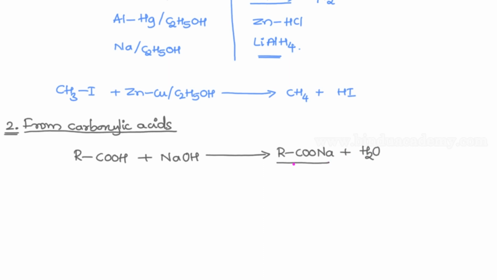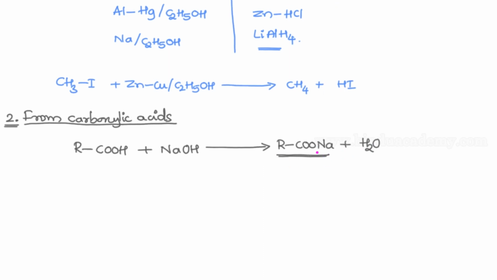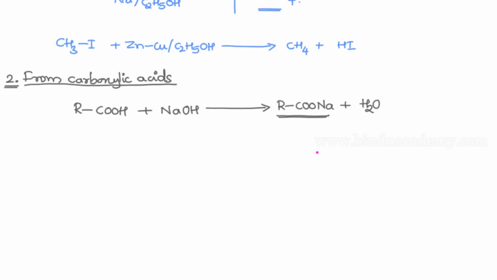Now we need this sodium salt of carboxylic acid, which we can use in the next process, that is known as the decarboxylation process. The first method, that is the decarboxylation method. This is quite a very important method. So in this we remove the carbon dioxide, or one carbon is removed, therefore it is called decarboxylation, or the COOH group is removed.